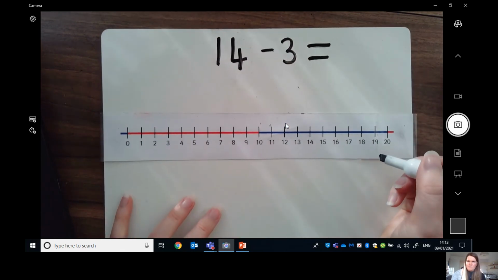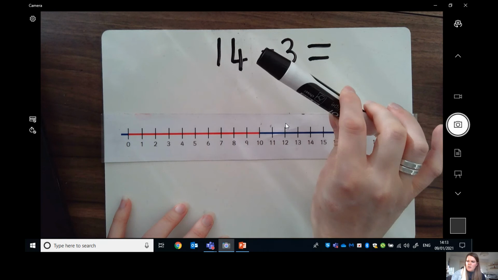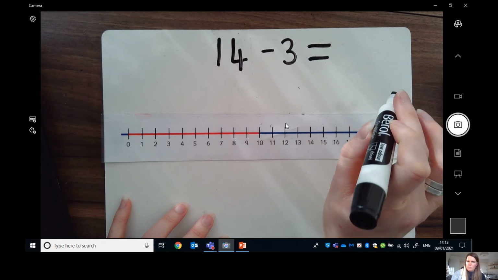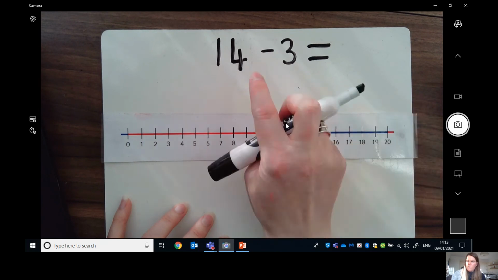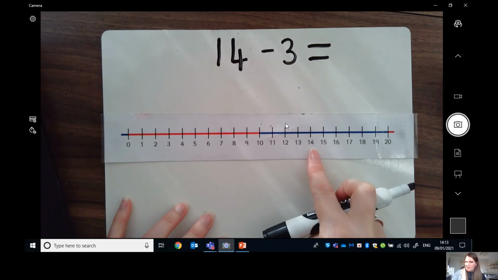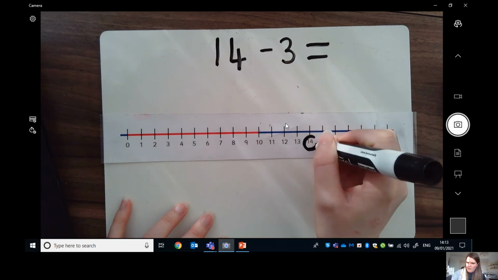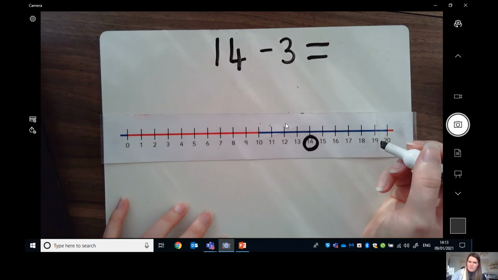Now we did this yesterday, so we should know our steps really well. I've written my equation. The next step is to circle the number that I'm subtracting. The number I'm starting from is 14. So I'm going to find 14 on my number line. Here it is. It's closer to the 20 than the 0. So I'm going to circle my number 14. Okay, I've got my number 14.